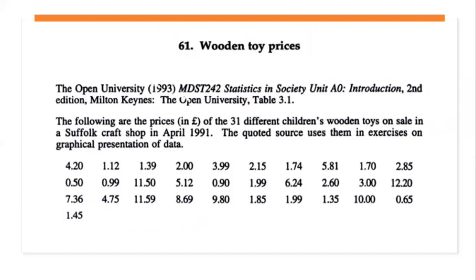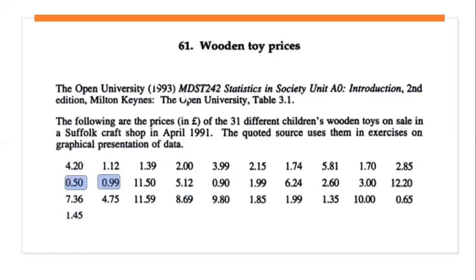These are in pounds. So for example, one of the wooden toys cost 4 pounds and 20 pence. There was another wooden toy that cost 1 pound and 12 pence. Another wooden toy cost 1 pound and 39 pence, and so on and so forth. We had prices that were as small as just 50 pence, and some that were as large as 12 pounds and 20 pence. What if we wanted to try to summarize this data?